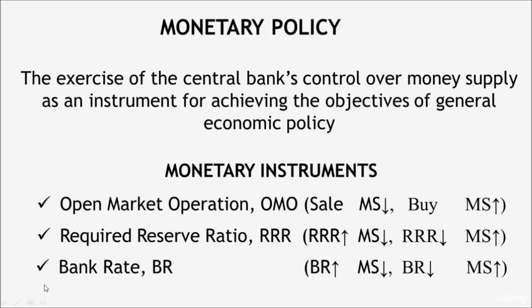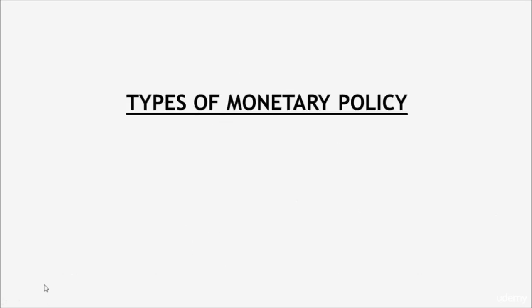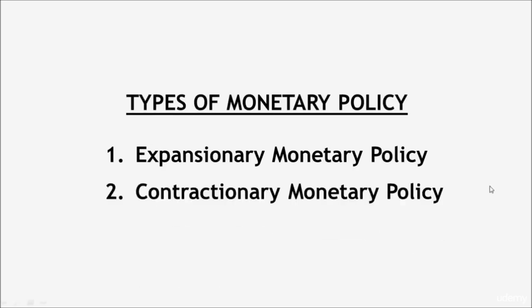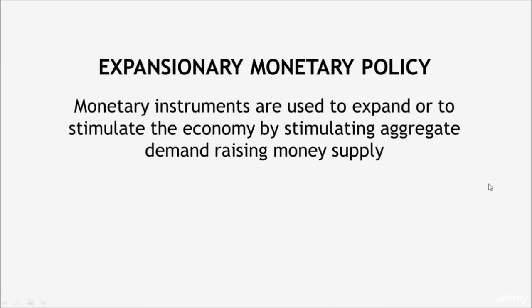Based on the use of these instruments, monetary policy can be of two types: expansionary monetary policy and contractionary monetary policy. Let us first see what is expansionary monetary policy. When monetary instruments are used to expand or to stimulate an economy by stimulating aggregate demand, raising money supply, it is called expansionary monetary policy. That is, in this case, monetary instruments are used so as to increase money supply.